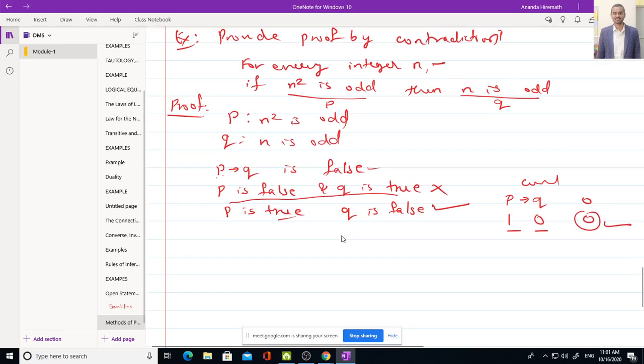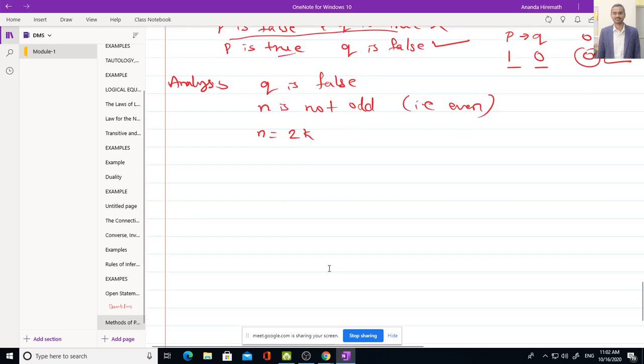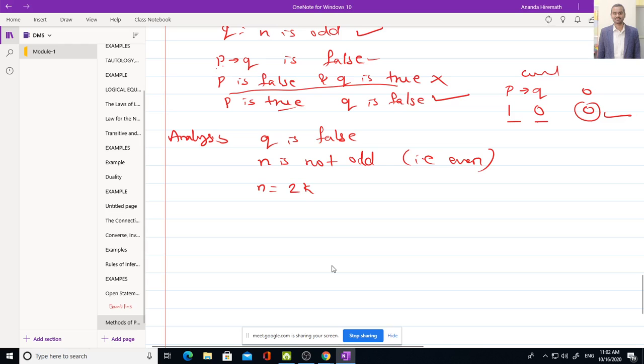Well, now let us consider in case of analysis that q is false. What is q? Q is, sorry, n is odd. When it is false, n is not odd. That is, it is even. Well, so n is equal to 2 into k, I can write. Am I right?